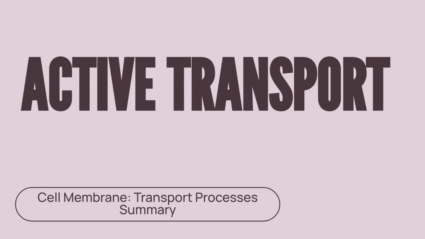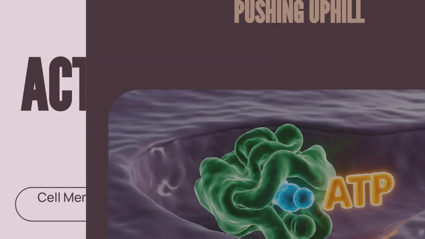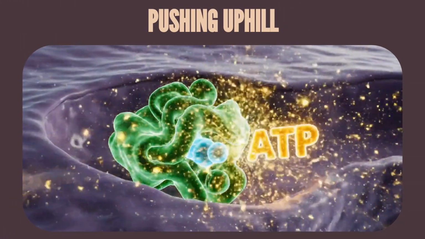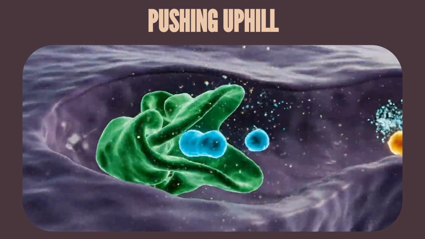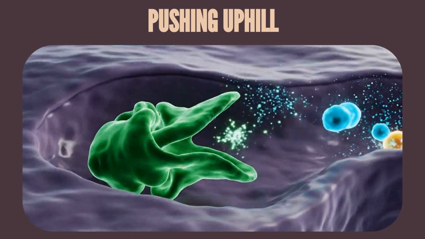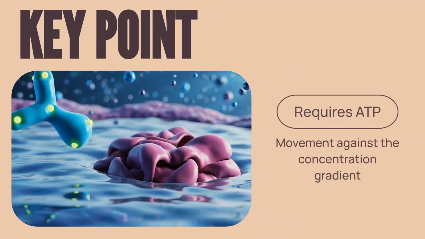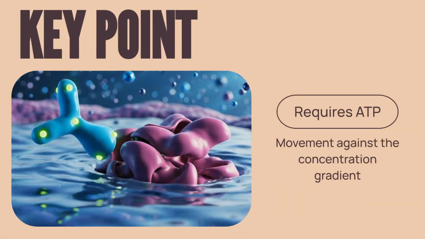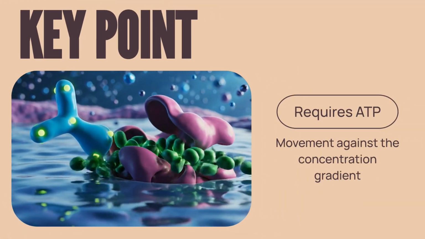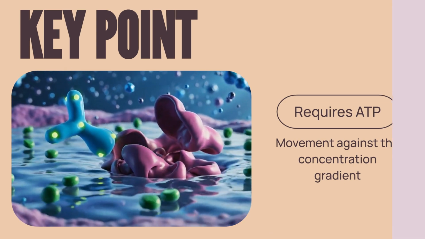Next up is active transport, the method for pushing uphill against the natural flow. This requires specialized protein pumps that physically push molecules against the current, much like swimming upstream. Since this goes against the gradient, the cell must pay an energy cost, primarily in the form of ATP.